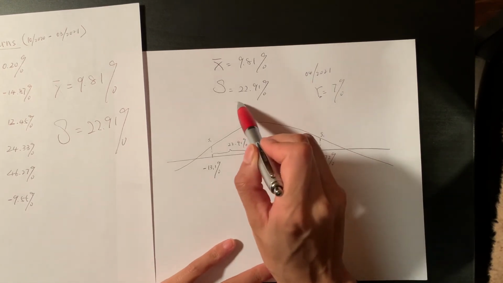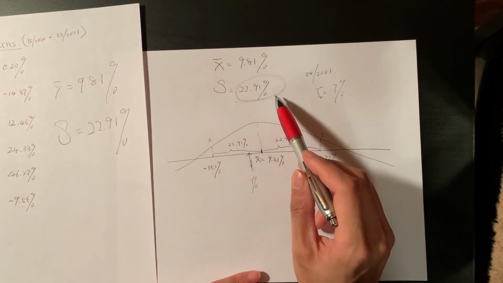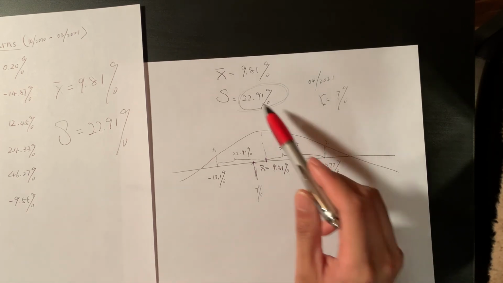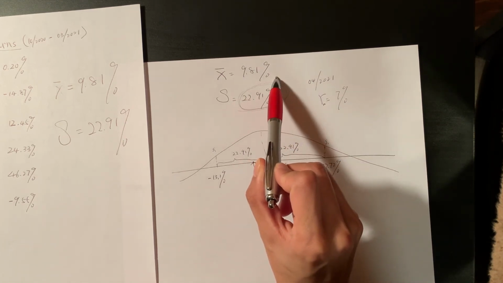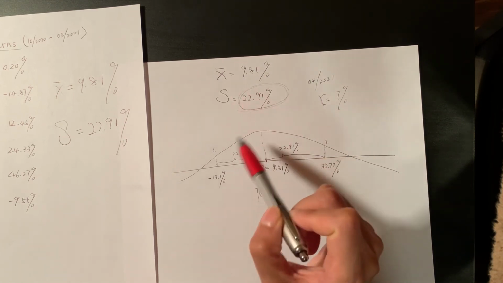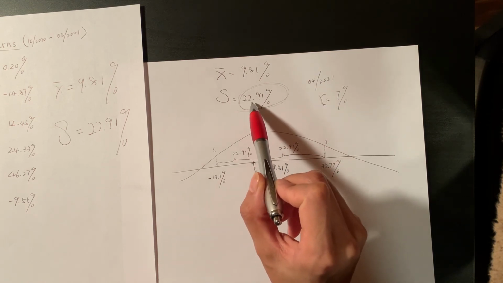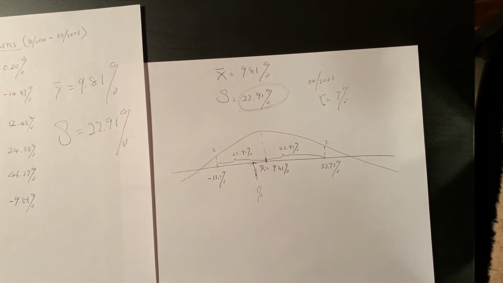However, it also tells you that if the standard deviation is like this, the stock is pretty volatile. The average return is only 9.81%, while the standard deviation is very high, 22.91%. So basically it tells you the Tesla stock is volatile, it's risky.